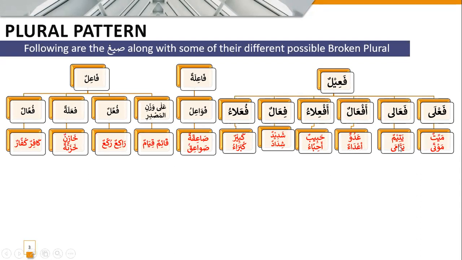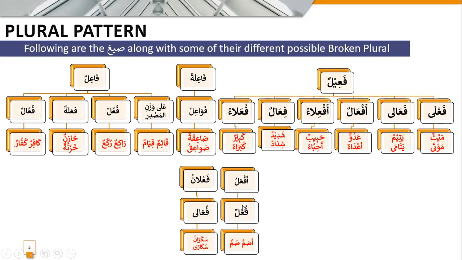Then we have fa'ala, which is yatimun, yatama. Then we have fa'ala, which is mayyitun and mauta. Then we also have these two. Fa'lanu is the singular, and the plural would be fa'ala, and the example is sakranu and sukara. And af'alu is one pattern, I believe this is some tafdeel. And fu'ulun, asammu, summun. So these are some of them; I'll confirm which ism this is. Basically these are all isms, ism fa'il, ism sifa, different isms which have these plural patterns.